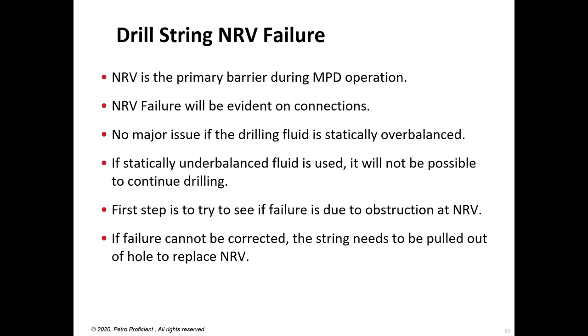So the first step is to see if the failure is due to any obstruction or anything that can be removed through circulation. If the failure cannot be corrected, then you have no choice but to pull the string out of hole to replace the NRV. So you need to trip out of hole to replace the NRV.